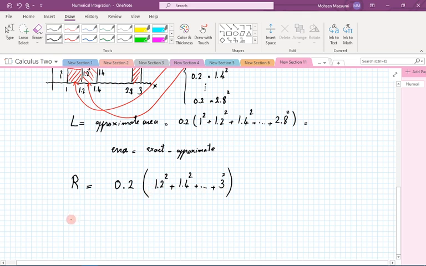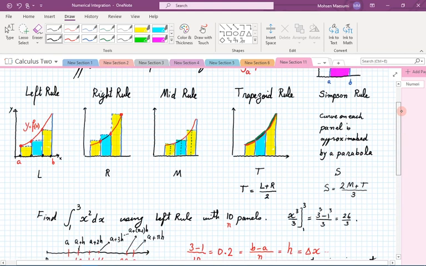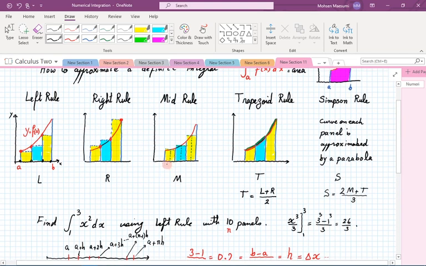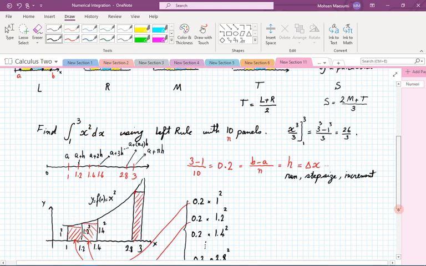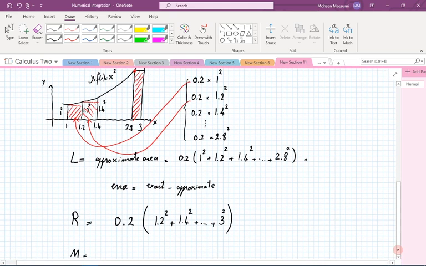How about mid rule? What do you think is the mid rule? Well, again, in the mid rule, we are missing both the left and right. All the rectangles are decided at the middle of these intervals. So if this was 1 and this would be 1.2, what would be the middle of those two? Well, obviously, the middle of 1 and 1.2 is 1.1. The middle of 1.2 and 1.4 is 1.3.